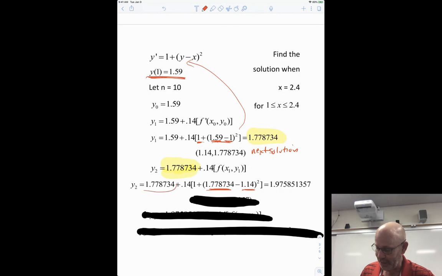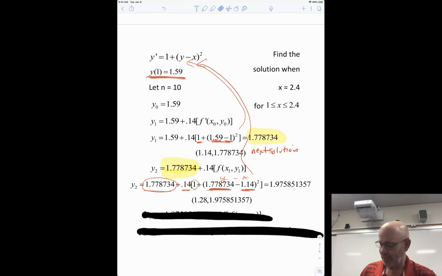So here's my old solution, step size, 1 plus y minus x squared, back up to that one. And now I get a new solution, which is 1.975. But where is that new solution? Well, that new solution is at another 0.14 over, which is 1.28. So that's the process. If I'd asked for the solution at 1.28, this would be the answer. I asked for 2.4. I would never make you do 10 steps. Don't worry. I just wanted to walk you through it.